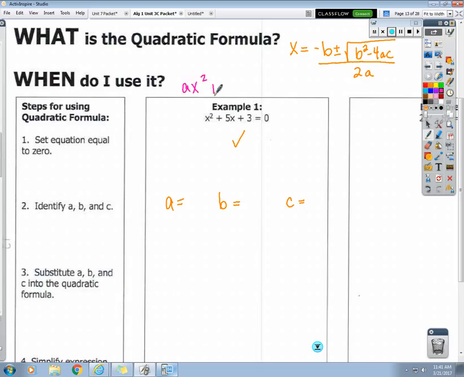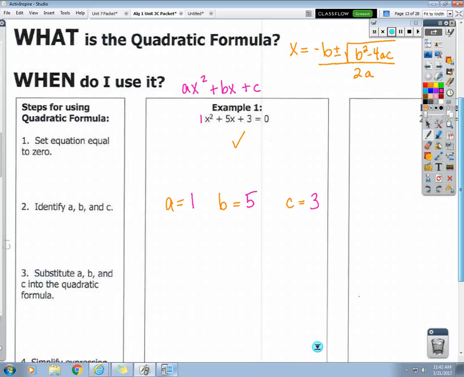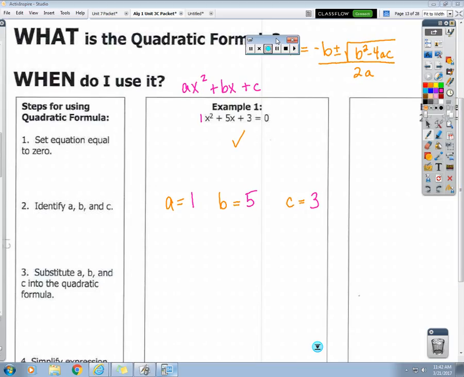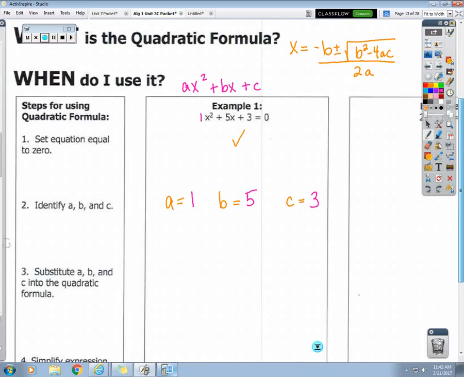AX squared plus BX plus C. That's what all quadratic trinomials look like. So, knowing that, what's the A value of our example? 1. Isn't there an understood 1 in the A place? What's the B value? And what's the C value? 3.